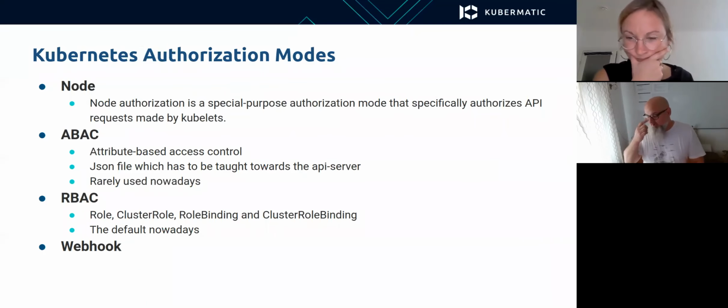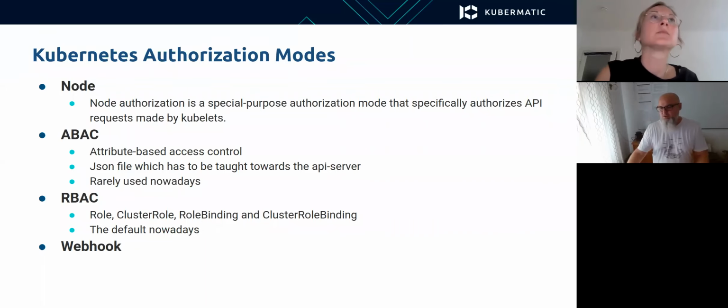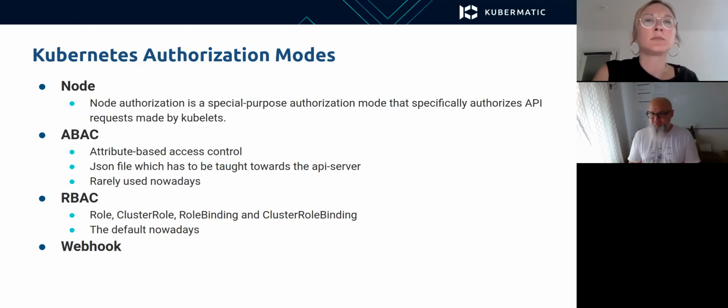Before playing around in the labs, some notes about authorization in general. You can customize this in the API server, how Kubernetes does authentication and authorization. If you're talking about authorization, node is needed for allowing worker nodes to join in the end. ABAC is not used anymore, really, because RBAC is now used most of the time, and it's already the default, and you can also do webhooks for sure.